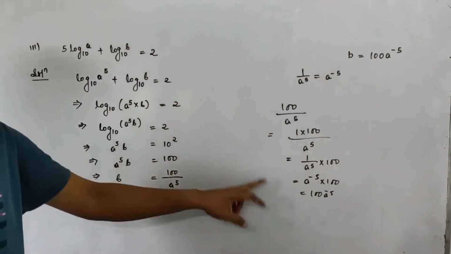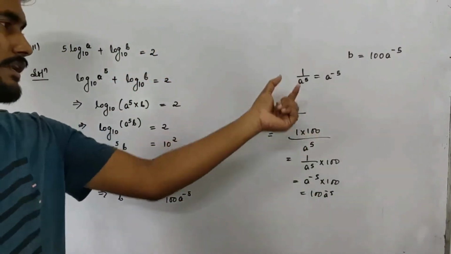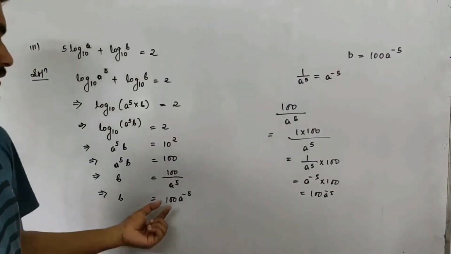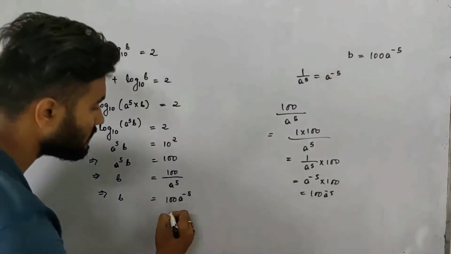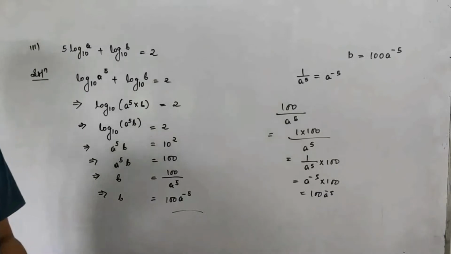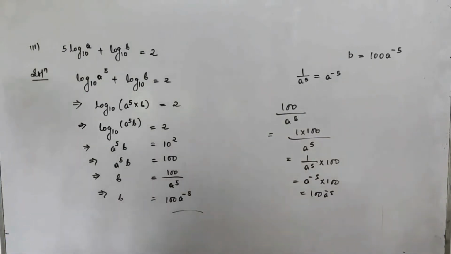So no need to do these steps. Directly you write from the denominator. If I take it to the numerator, means reciprocal, the power will be negative. So this is the answer, hence proved. Understood? Okay. So question number 3 also done.